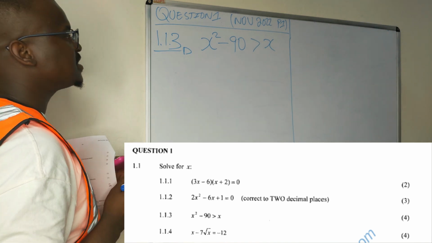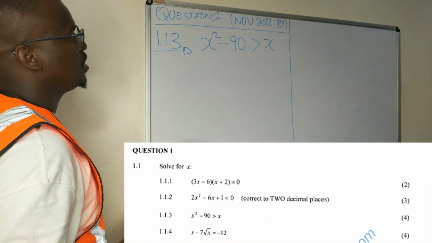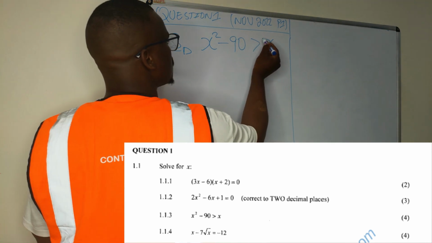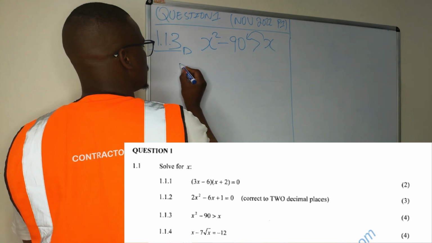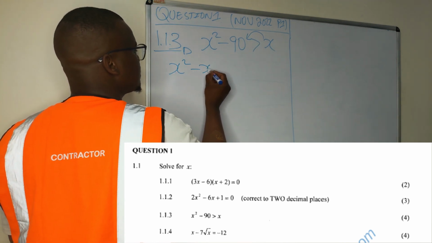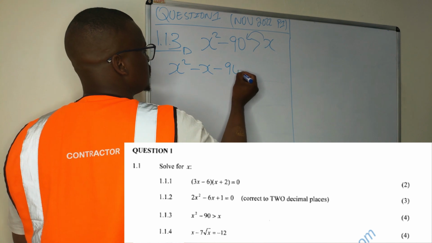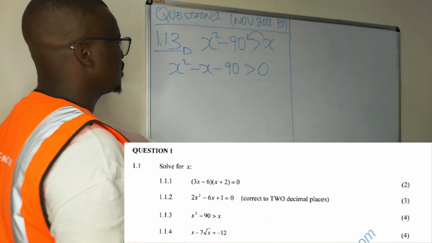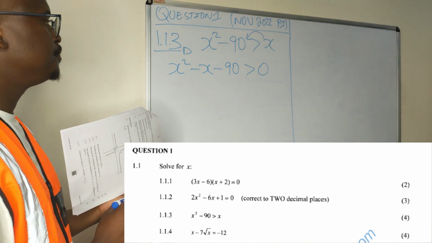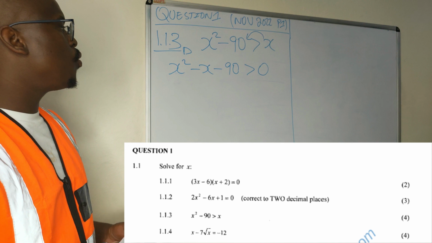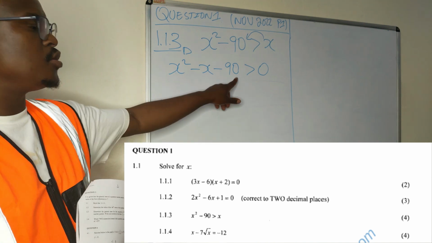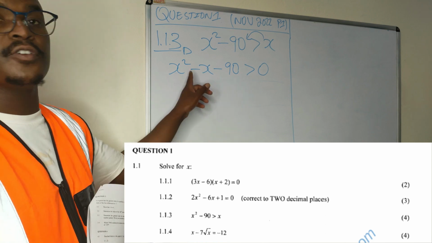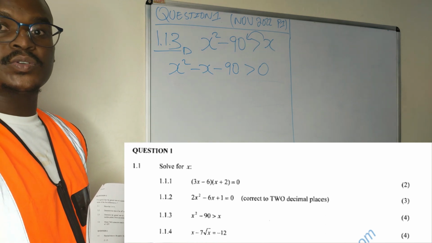So this is an inequality, right? First thing you do, transpose this to the side. So you have x squared minus x minus 90 greater than 0, right? So you want to find your critical values here, where this equation of yours is equal to 0. That's what you need to do.